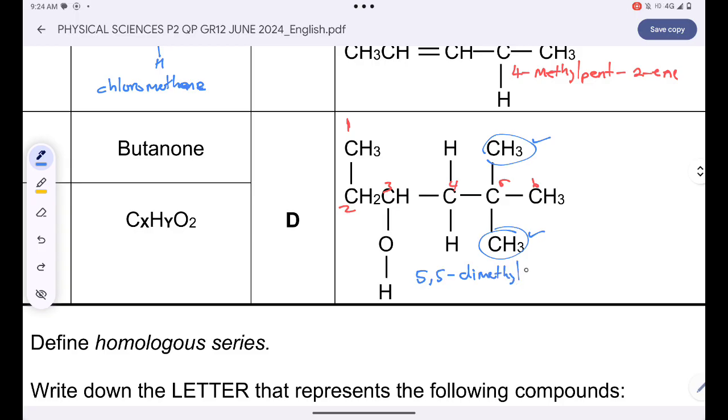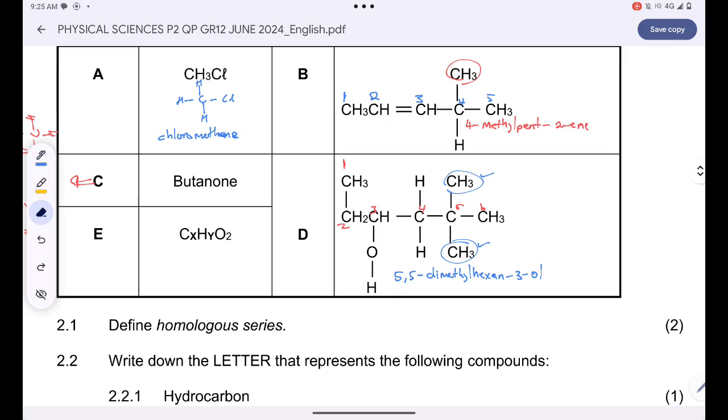It's dimethyl, and then the parent chain has 6 carbons, so it's hexane. The alcohol is in carbon number 3, so this will be hexan-3-ol. Are you together? And then for compound E, guys, I believe that you are supposed to determine the organic molecule, compound E.